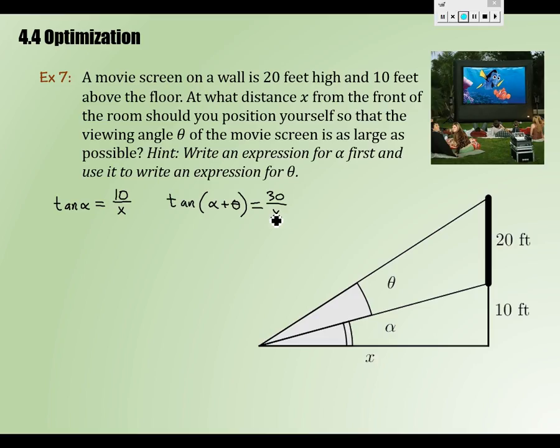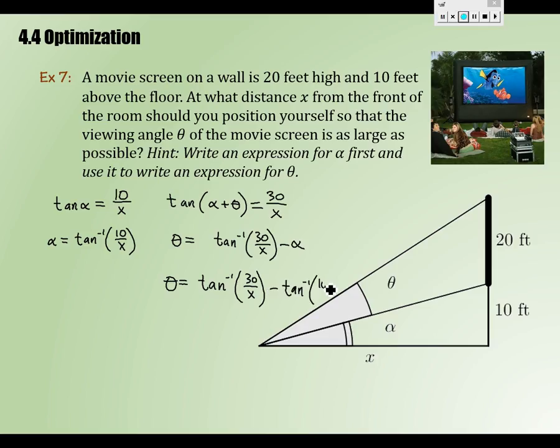So we want to maximize theta, right? So theta here is equal to inverse tangent of 30 over x minus alpha, right? And alpha is tan inverse of 10 over x. So I think we have an equation in terms of just x now, don't we? And notice along the way you're going to have to take a derivative of arctangent. Isn't that going to be fun? We have a reason for doing it. It's wonderful. And I think you'll be surprised how nicely that answer works out.